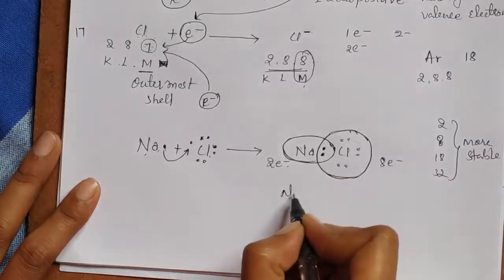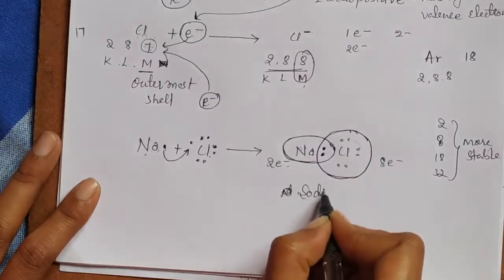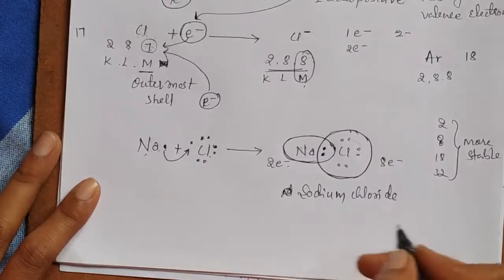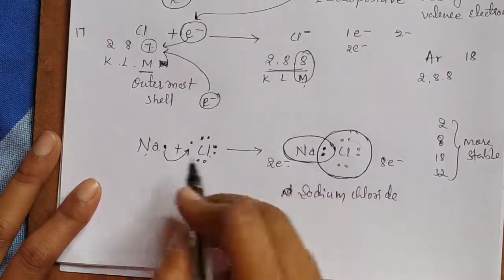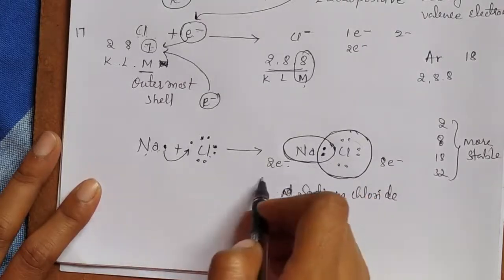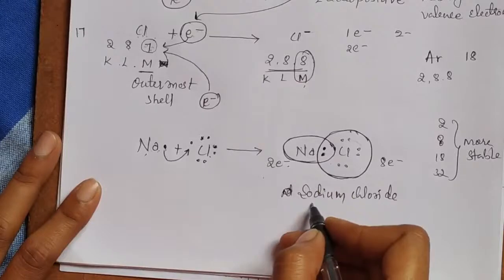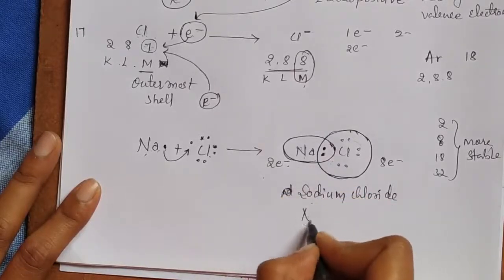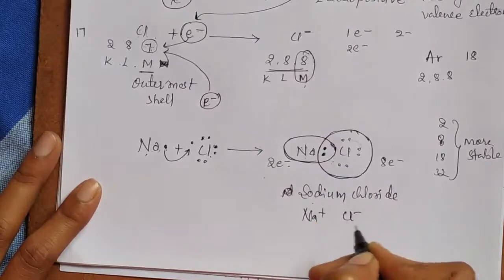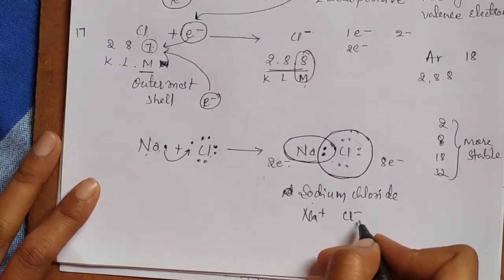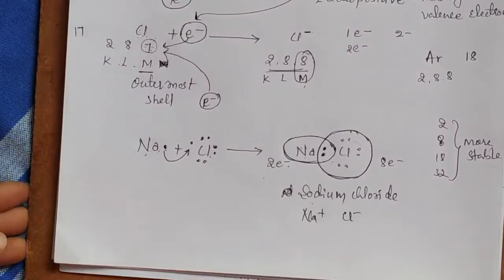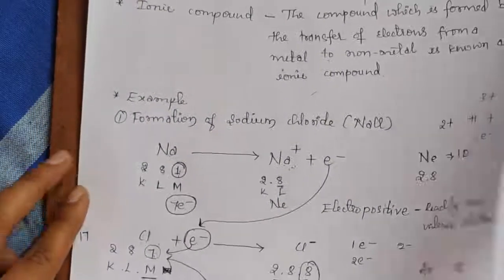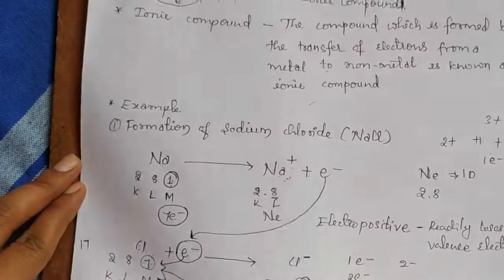Okay, this is the sodium chloride compound. So like this, sodium chloride is formed. Okay, this is an ionic compound. Here this compound is formed by 2 ions, one sodium cation and another one chloride anion. We'll see one more example for this.